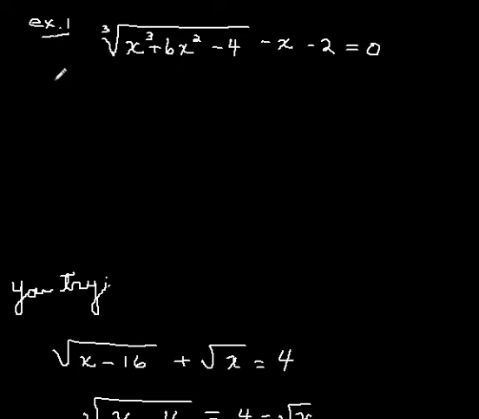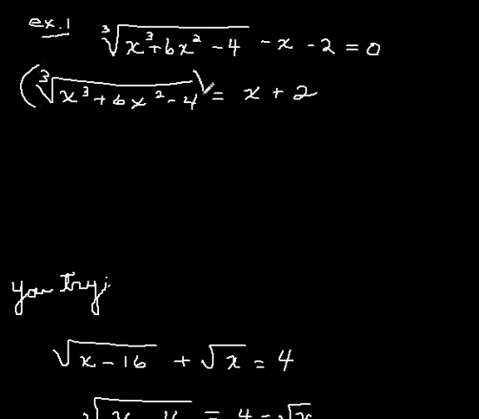So here we go. We're going to get the cube root of x cubed plus 6x squared minus 4. And to isolate it means that we're going to take everything that's with it to the other side by adding them to the other side. So we're going to add x to both sides, and we get x over here. Add 2 to both sides, we get plus 2. And now you need to free what's under the radical. It's a cubic radical, so we're going to cube both sides of our equation.